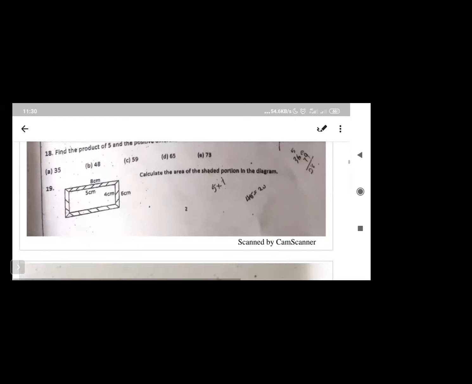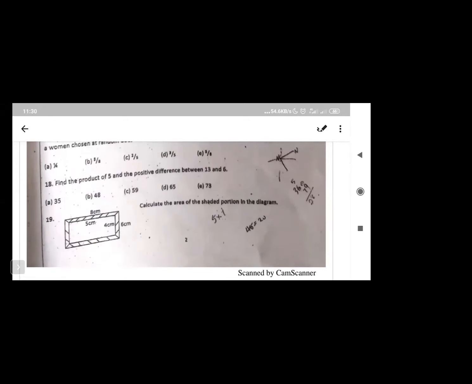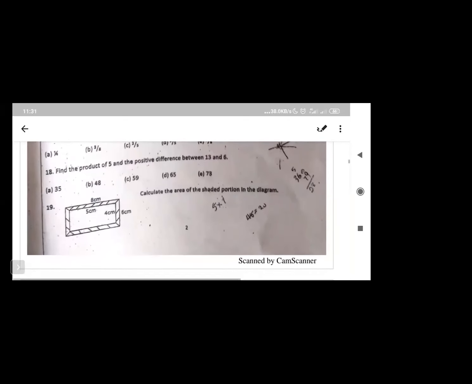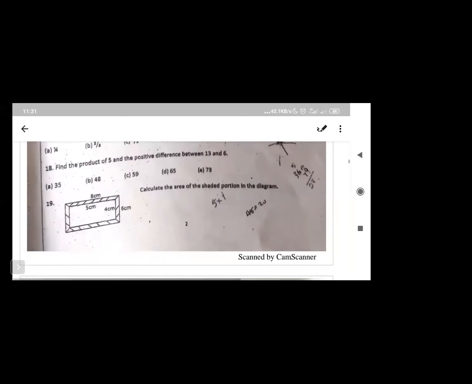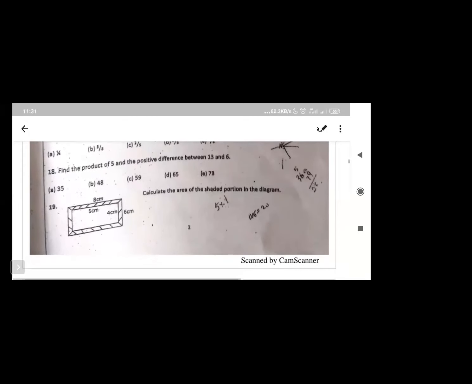This is probability. Okay, number 18. So go and do number 18. Find the product of 5 and the positive difference between 13 and 6. So please note that one down. Find the product of 5 and the positive difference between 13 and 6.